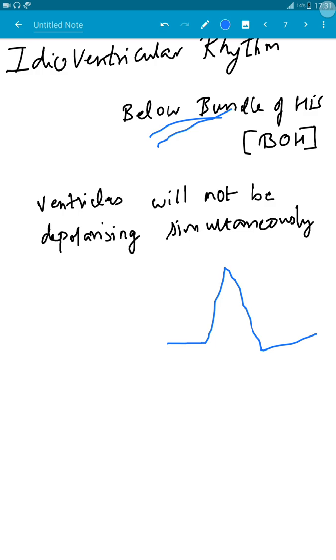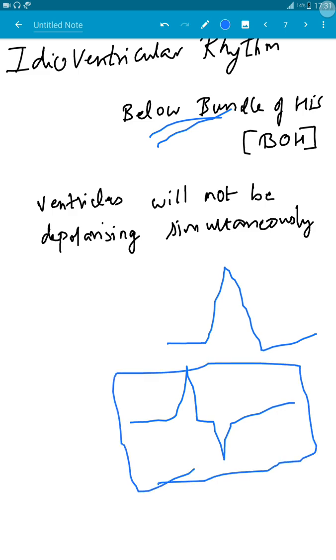And another thing you have to keep in mind is that this is an abnormal depolarization. I have said the rule earlier: if the ventricular depolarization is abnormal, the QRS and T wave will be in opposite directions. And if this is present in the ECG, it indicates idioventricular rhythm.